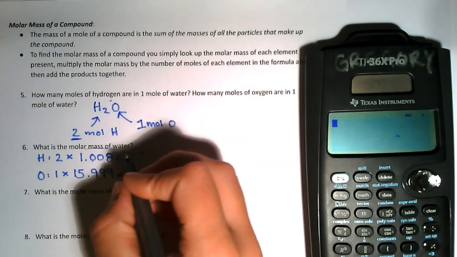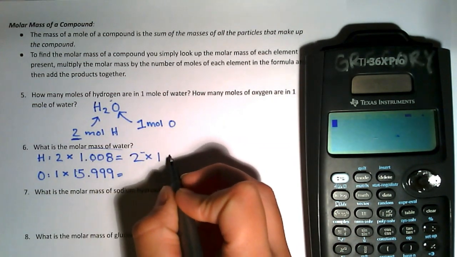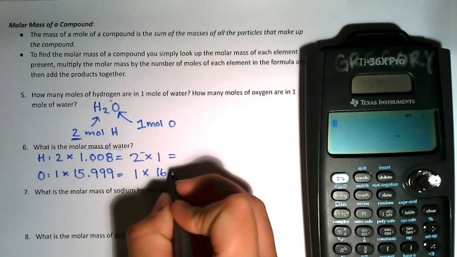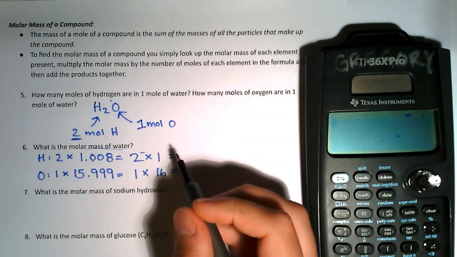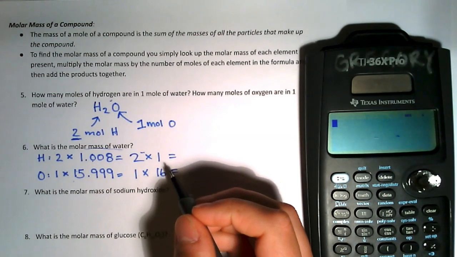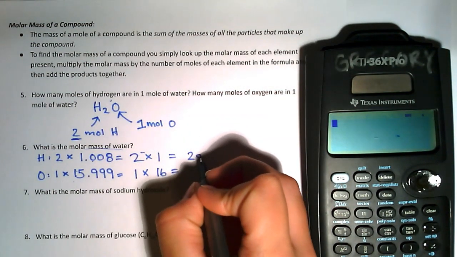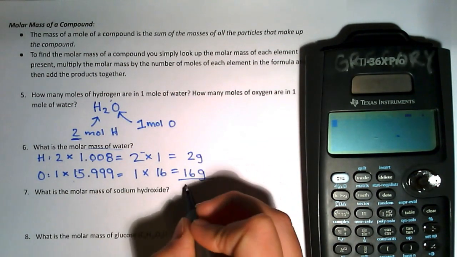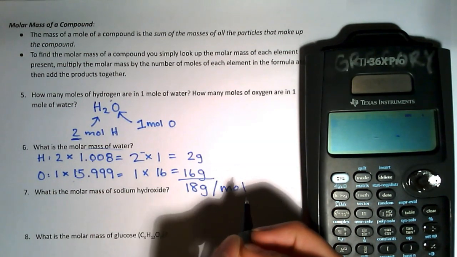So let's do that here. So let's redo this and do 2 times 1, and then 1 times 16, just to make this a little easier. And water is a very, very common molecule that you will use a lot. So it will be very tempting to round this. So 2 times 1 gives us 2 grams, and 1 times 16 gives us 16 grams. So the molar mass of water is 18 grams per mole.